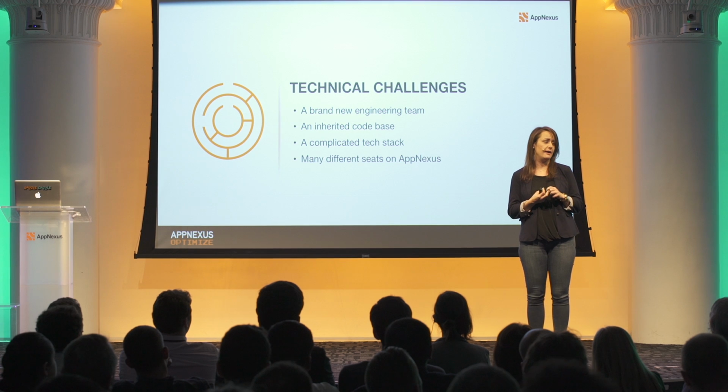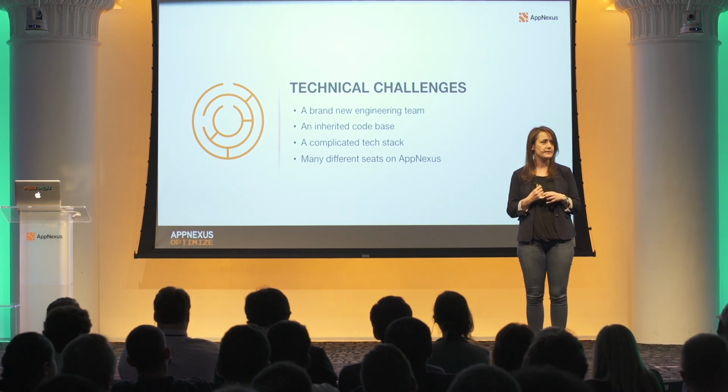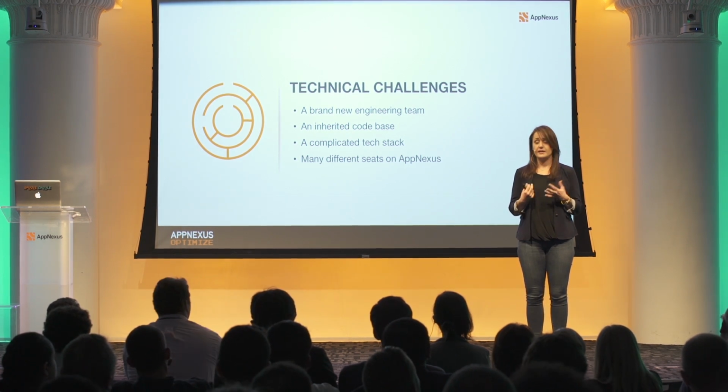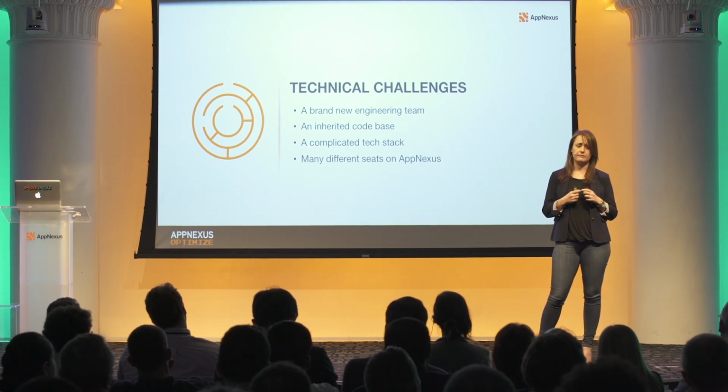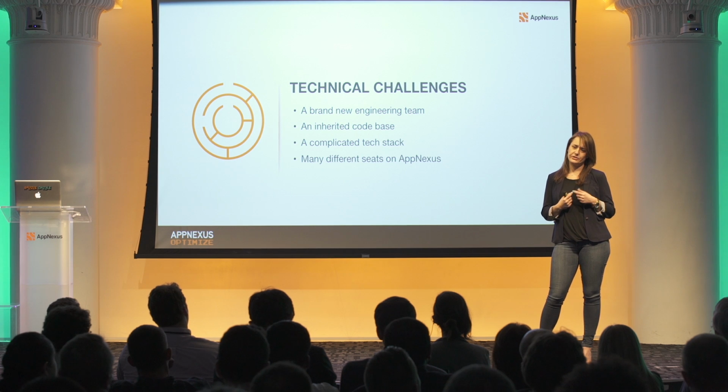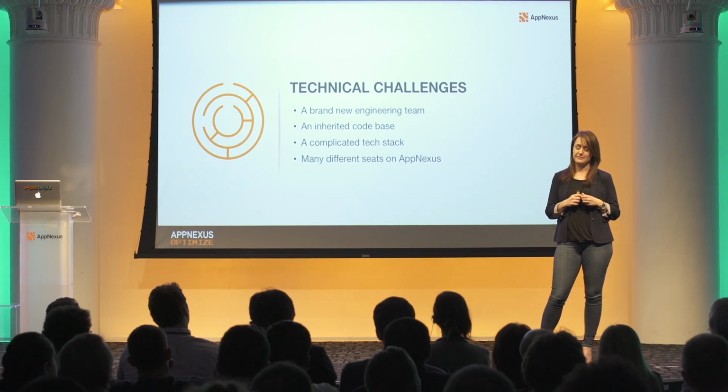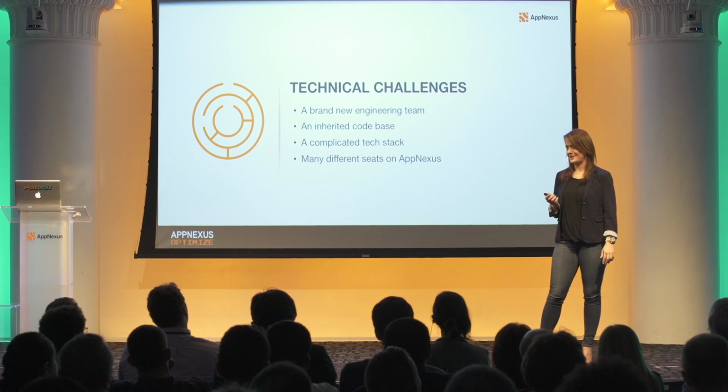And the last challenge we have that may or may not be unique to us is that we have many, many different seats on AppNexus. So that means when you're downloading log-level data, figuring out campaign strategies, and pushing things to the API, you have to make sure you do that all on the same seat. So you can't really mix your data too much.